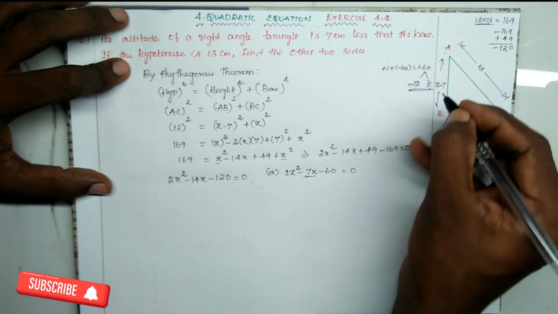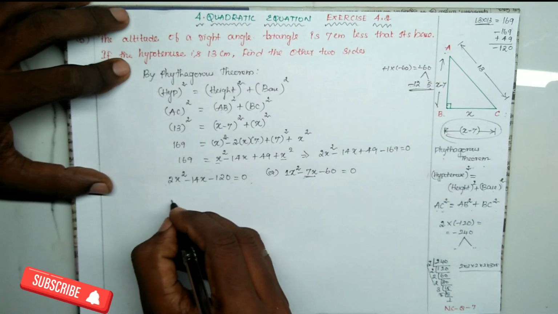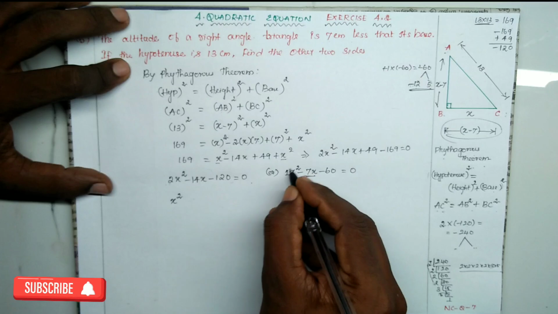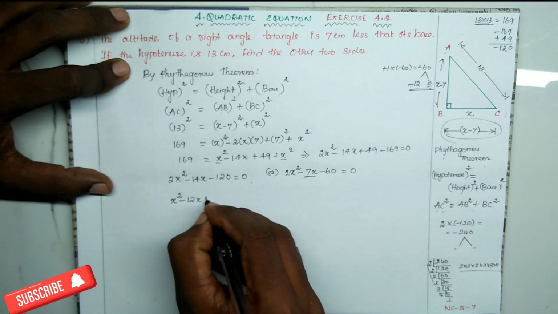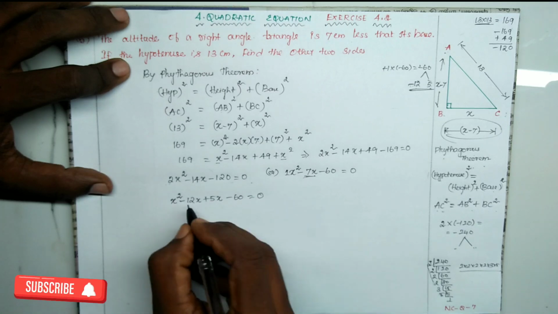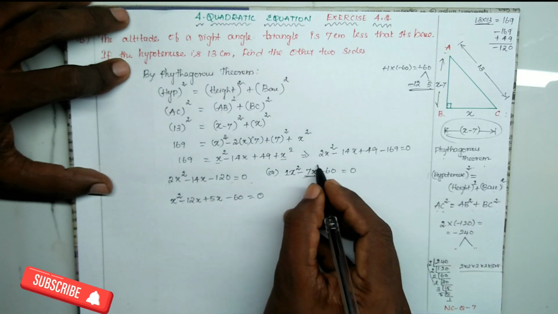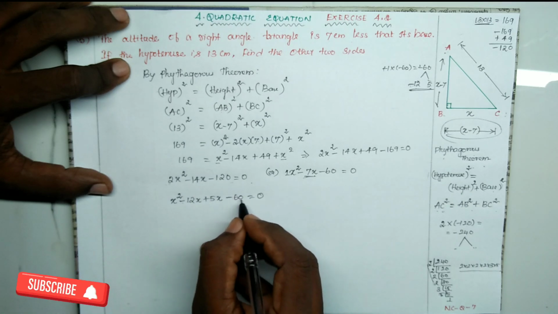So instead of this minus 7x, we apply minus 12x plus 5x. So now the equation will become x square, for minus 7x we apply minus 12x plus 5x, minus 60, and that is equal to 0. Here if we add these two numbers, we get minus 7x, and if we multiply these two numbers, we get minus 60.